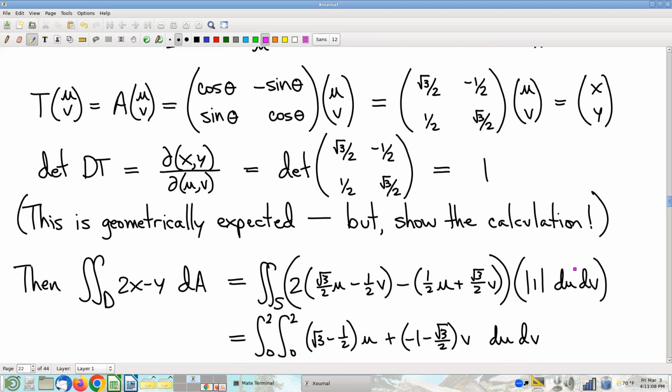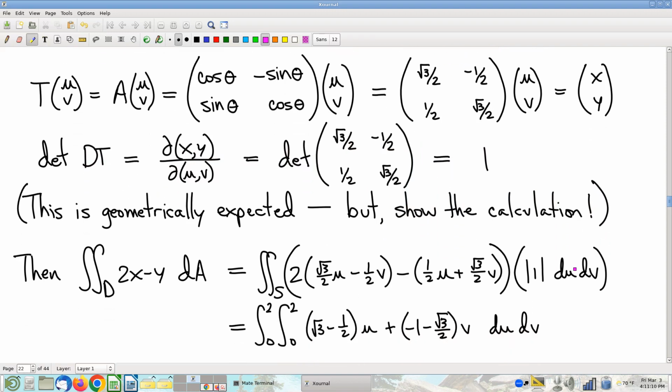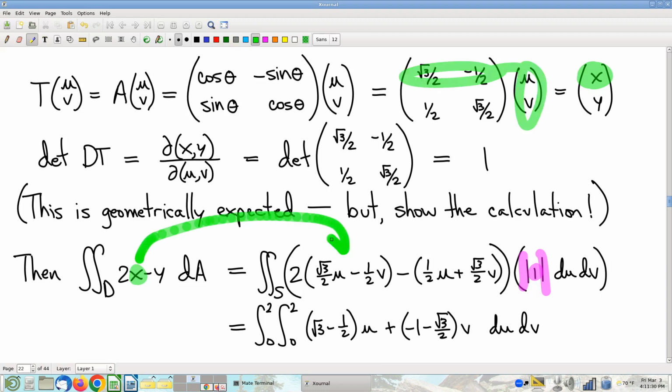And we're off. Here's my stretching factor. Absolute value of 1, which of course is 1. That part was easy. Let's plug in. What do I do with this x right here? Well, don't forget x is part of what the change of variables function tells me. So it is this expression right there.